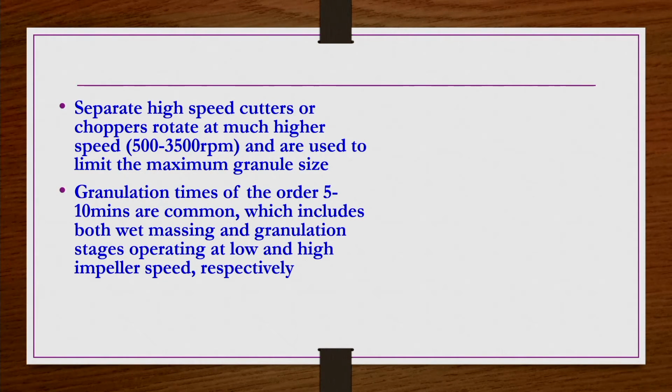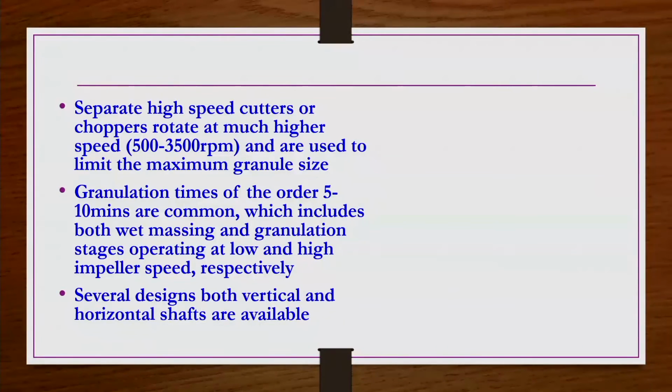Granulation times of the order of 5 to 10 minutes are common in this kind of batch operations, which includes wet massing and granulation stages operating at low and high impeller speed respectively. Okay, this time of 5 to 10 minutes includes all the operations, like wetting of the feed material using the binders through the spray nozzles, and then granulation. All those processes complete in 5 to 10 minutes. And of course there are several designs, both vertical and horizontal shafts are available.